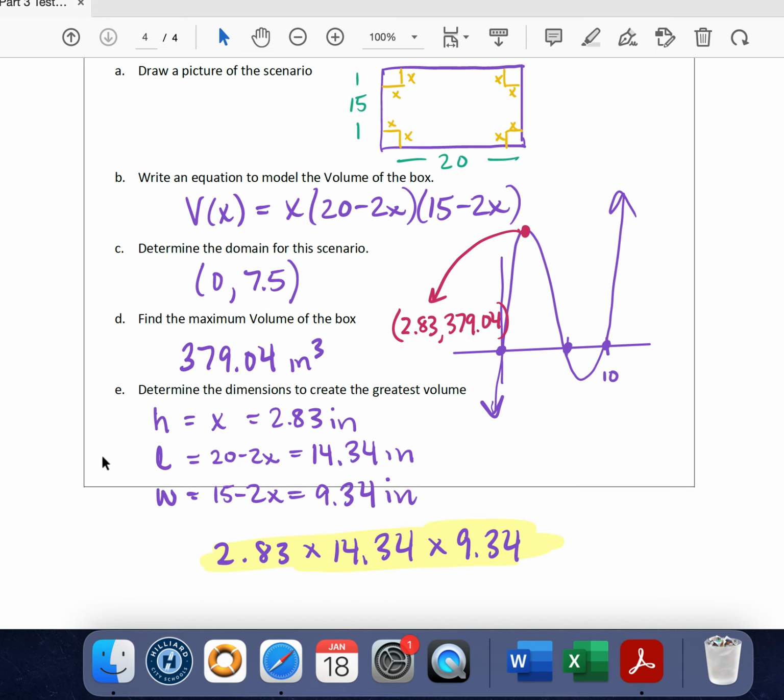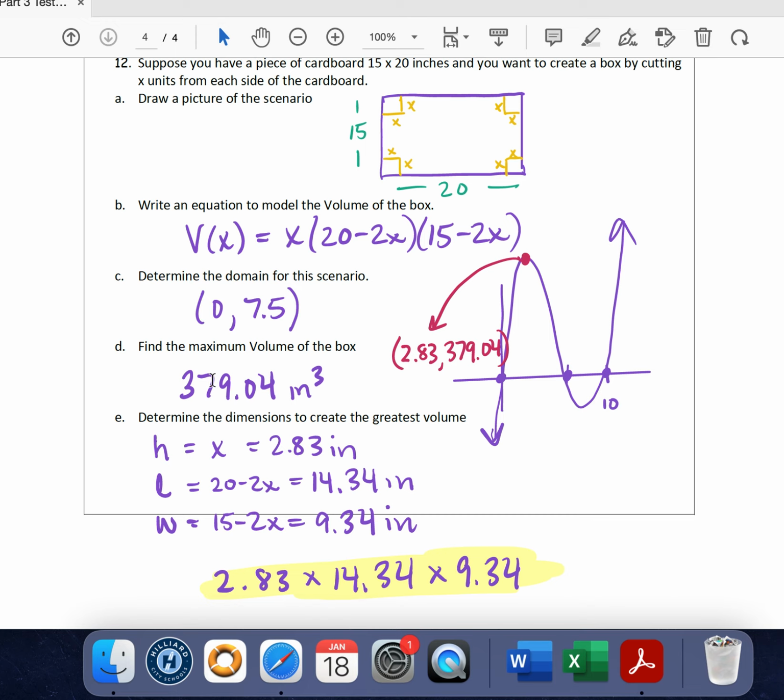If you want to know the dimensions, well, there's the height, 2.83. 20 minus 2x is the width, so just plug in 20 minus 2 times 2.83. And then if you wanted the other dimension, 15 minus 2x, well, just do 15 minus 2 times that.